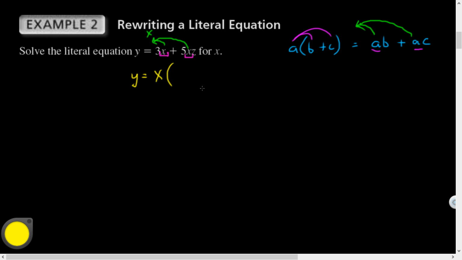So I'm going to have x on the outside of a set of parentheses. And now I've got to figure out what goes on the inside here. Okay, so x times what would have equaled 3x? What do you think would go here? X times what would equal 3x? 3. And x times what would equal plus 5xz? I just write everything but the x. Positive 5z.